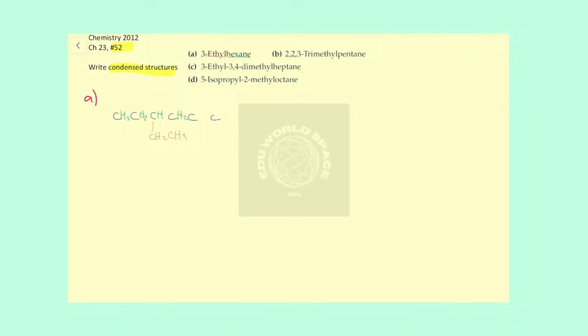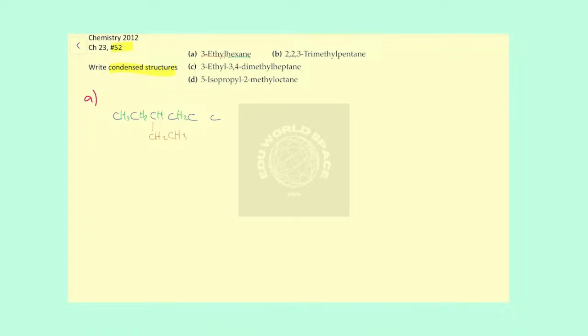Part B, okay, we got 2,2,3 trimethylpentane. Pentane means we got 5 carbons. So I'll go ahead and write 5 carbons here. 1, 2, 3, 4, 5.